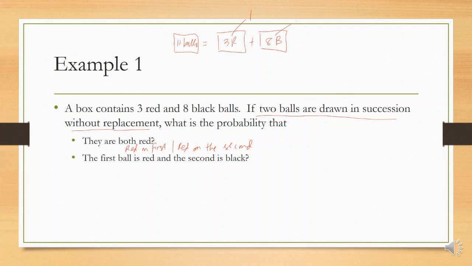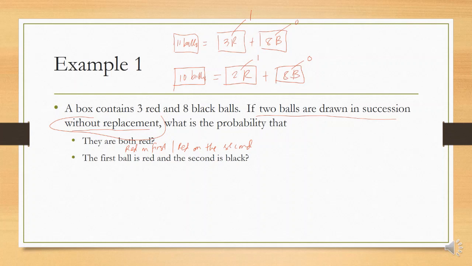Ngayon, nung nag-draw tayo ulit ng second, hindi natin isinoli yung naunang red na nakuha natin. Meaning, nabawasan yung nandun sa ating box. 10 na lang siya. So, meaning dito ay meron na lang tayong dalawang red. Okay? At walo pa rin yung black balls, kumukuha tayo ulit dito. Ganon yung scenario ng ating box.